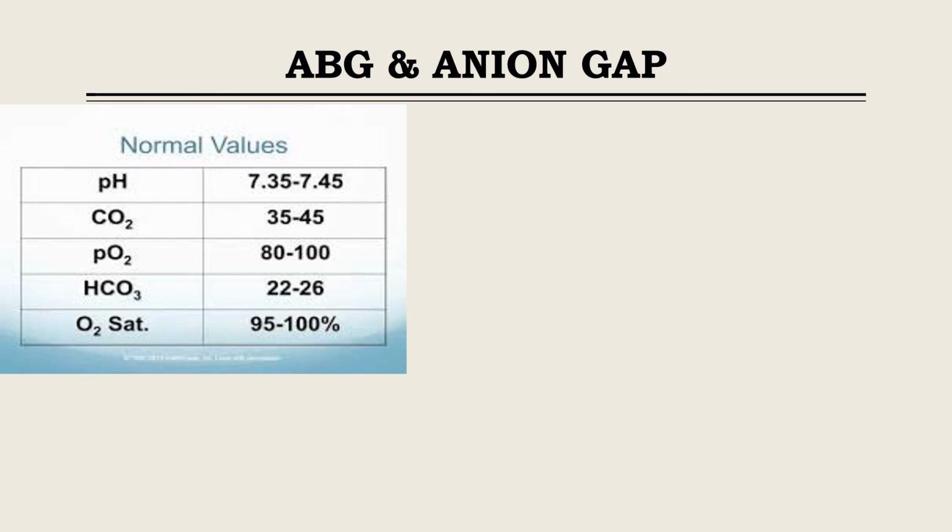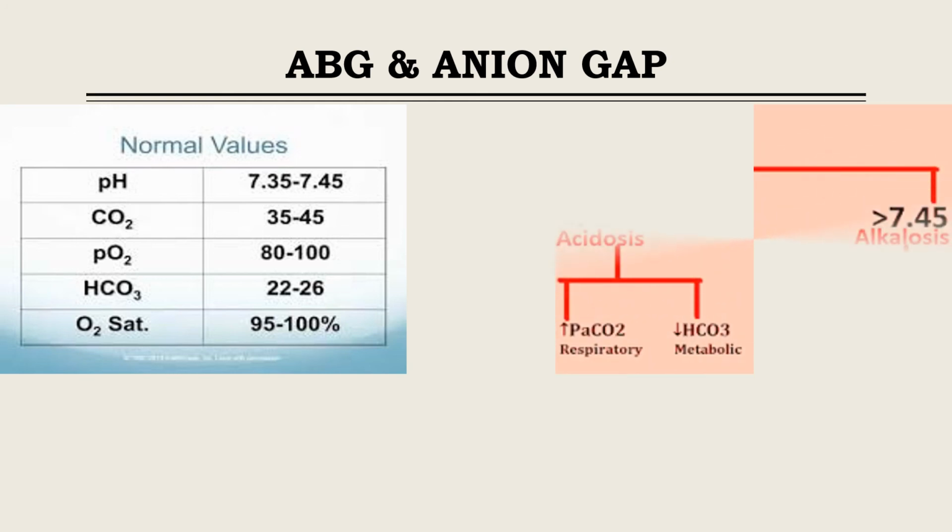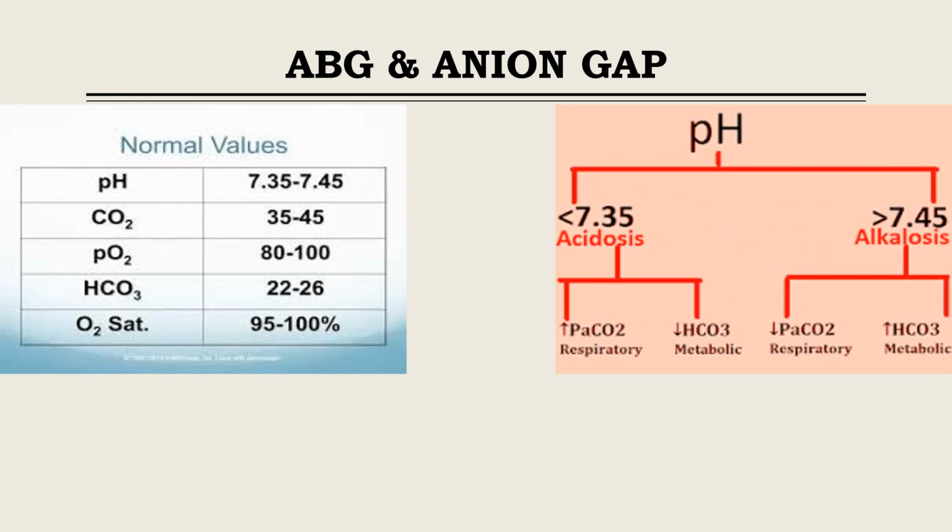If it is above 7.45, this is called alkalemia, and if this is below 7.35, this is acidemia. So this is the pH. Above this will be alkalemia, not alkalosis, and below this will be acidemia. Acidosis and alkalosis are the processes that lead to alkalemia and acidemia.